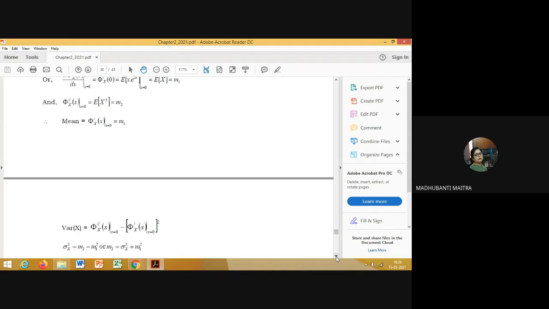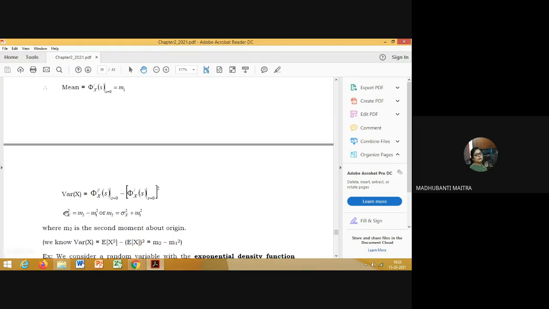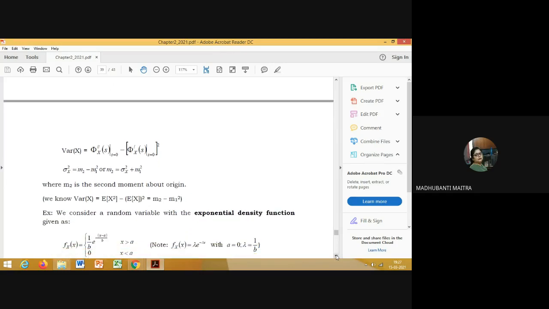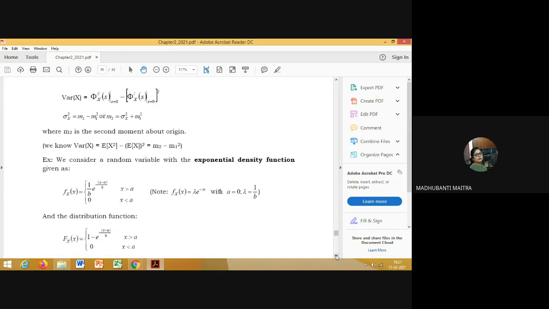Just see whether you have understood this or not. And this is obvious. Sigma x square is equal to m2 minus m1 square. That means m2, the second moment about the origin, can also be written as sigma x square plus m1 square. So this is your assignment. Do it right now.